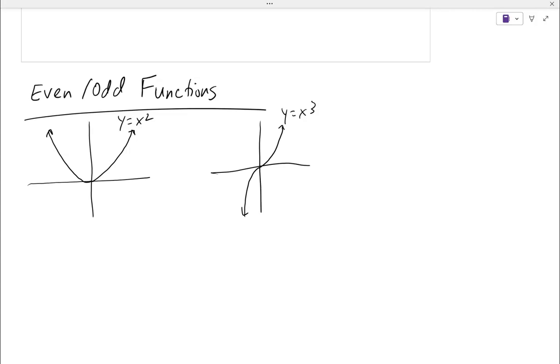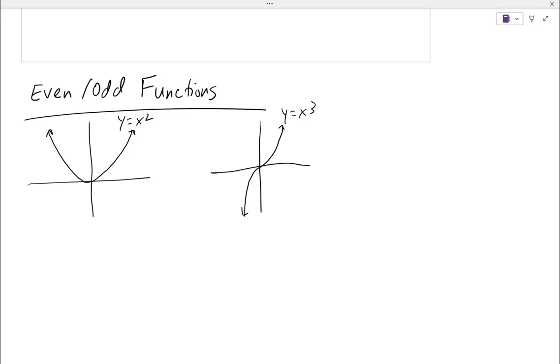If I do x to the fourth, what does an x to the fourth graph look like? Kind of like x squared, right? A little steeper on the ends, a little flatter in the middle, but exactly the same. So again, if I flip it across the y-axis, what happens? Nothing. It looks the same. If I do y equals x to the fifth, it looks similar to x cubed. If I turn it upside down, it looks exactly the same.